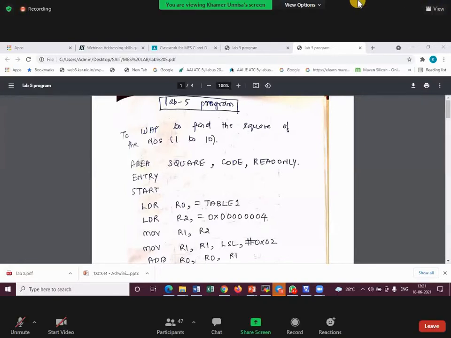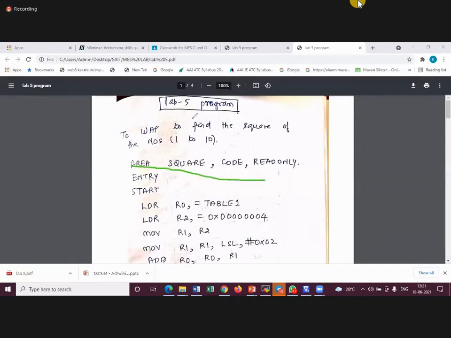See here. The program starts like this: AREA, Square, CODE, READONLY. All this you all know. We are trying to store some area, and that area name is Square, and we are writing the code, meaning my program will be stored in that particular area, and the program can only be read, it cannot be written, we cannot change it. ENTRY and START, these are my first directives.